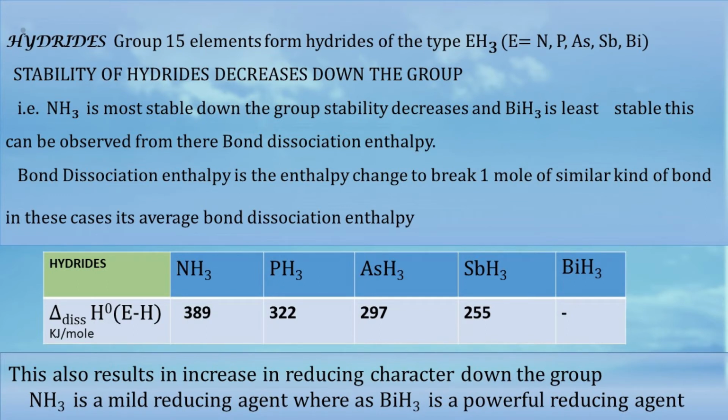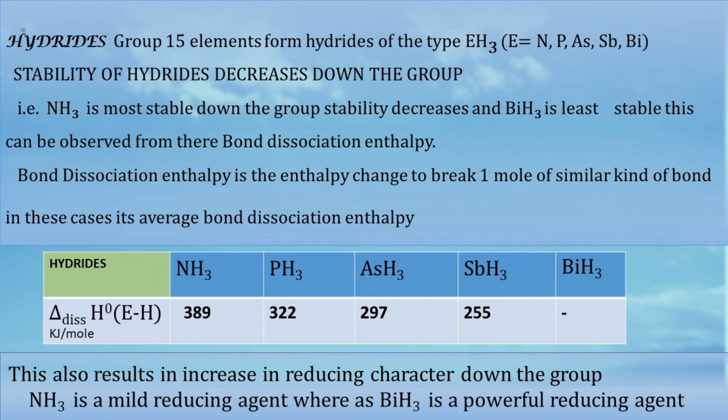Now let us look into the type of hydrides that group 15 elements form. The general formula is EH3. Some of the most important hydrides are NH3 and PH3. NH3 is, you know, ammonia, and PH3 is phosphine. Similarly, there are arsine, stibine and bismuthine.